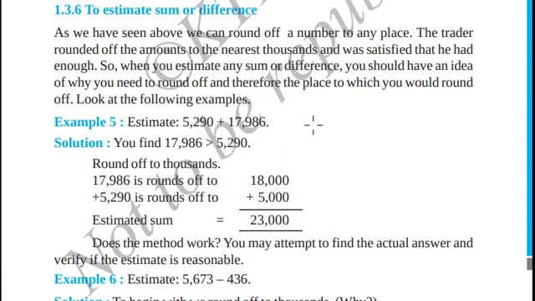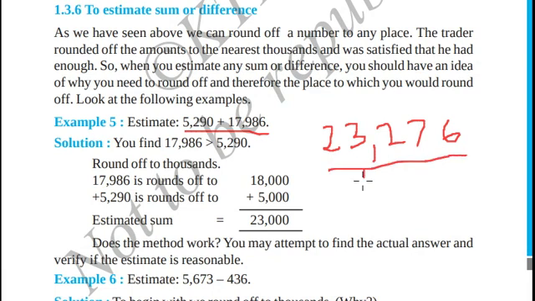Now let us add the actual numbers. When we add these two numbers, the actual numbers, we will get 23,276. Yes, 23,276 is nearer to 23,000. This works in many situations where we don't have to follow the algorithm.